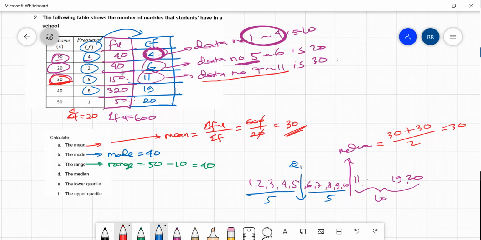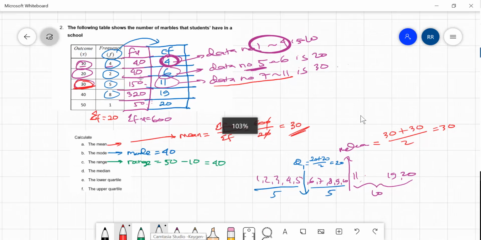It's a coincidence that they have the same value here, right? Data number 5 and data number 6, right? Data number 5 is 20 and data number 6 is also 20. So which means that the quartile 1, or the lower quartile, is just 20 plus 20 divided by 2, which is also equal to 20, right? So that is for the quartile 1.